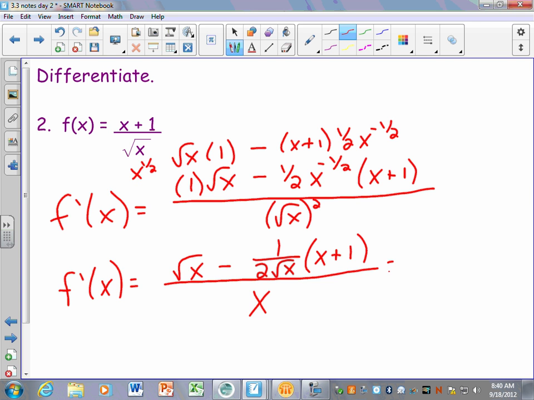I'm going to rewrite that. So I have the square root of x minus x plus 1 over 2 square root of x, all over x. We talked about this when we were doing limits. Anytime you have a fraction and a fraction with addition and subtraction, you should probably get a common denominator in hopes that you could cancel something out, which this isn't terrible to do. Do you agree I just need to multiply this by 2 square root of x?